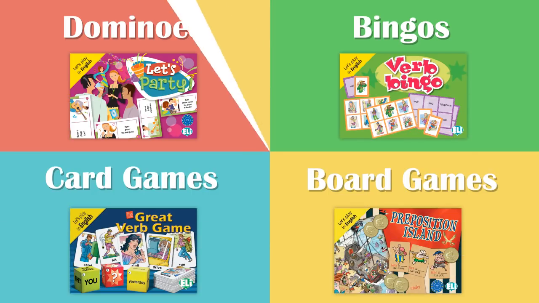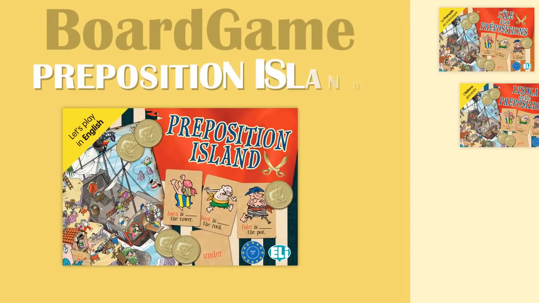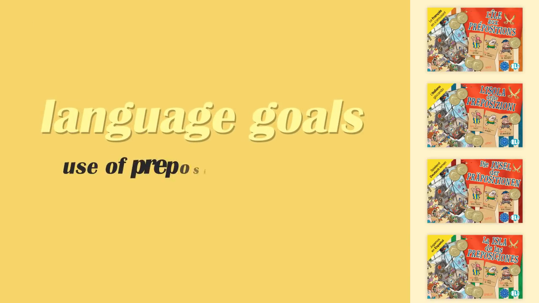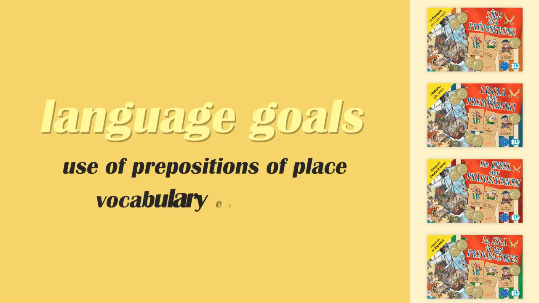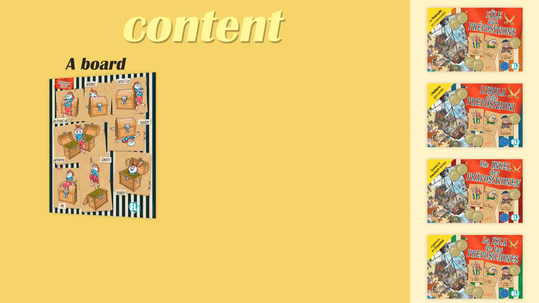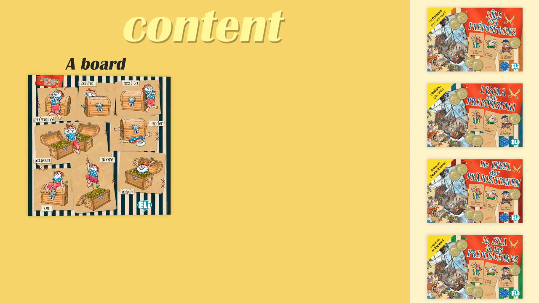Let's move on now to a board game, Preposition Island, A1 level. Language goals are the learning and practice of prepositions of place in sentences and general vocabulary expansion. The box contains a beautifully illustrated board of Preposition Island. The opposite side of the board is very useful for revising the prepositions.